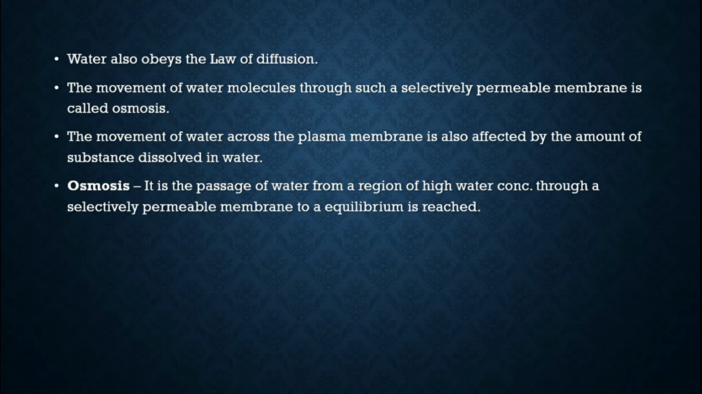It is the passage of water from a region of high water concentration through a selectively permeable membrane until equilibrium is reached. Now what does this mean? The passage of water from a region of high concentration to a low concentration, but through a selectively permeable membrane. The cell membrane is also known as a selectively permeable membrane, as mentioned earlier. So to reach equilibrium, to reach that equal state, it is needed.